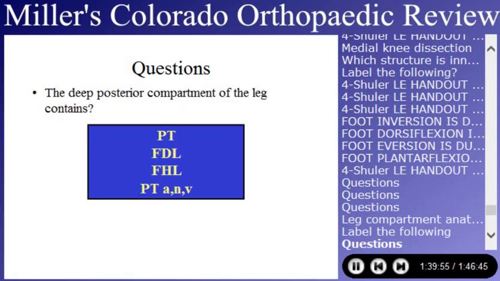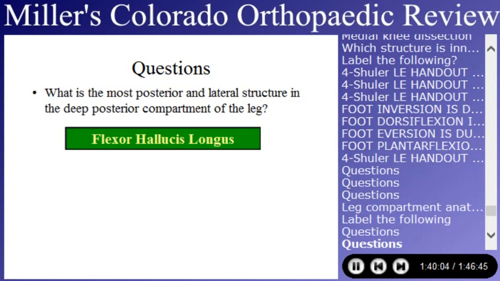Deep posterior compartment of the leg contains 3 things. Most lateral is FHL. For muscle, FDL, PT, and then the artery, nerve, and vein, posterior tib. Most posterior lateral structure in the deep posterior compartment is flexor hallucis longus. You've got to know that. And the reason why is shown on this exam question.